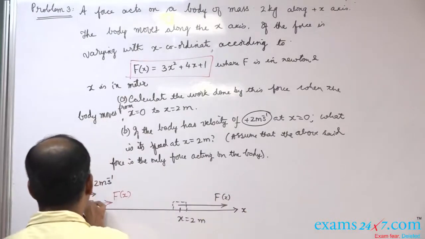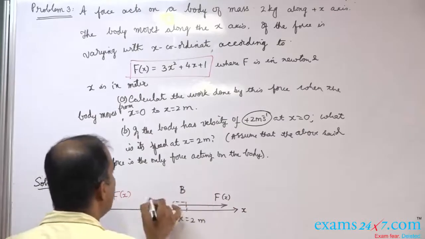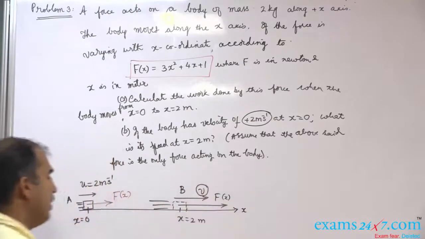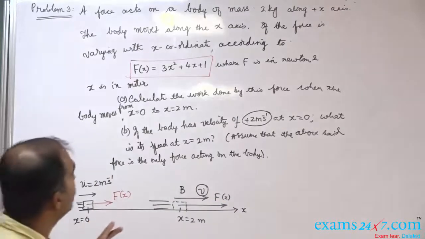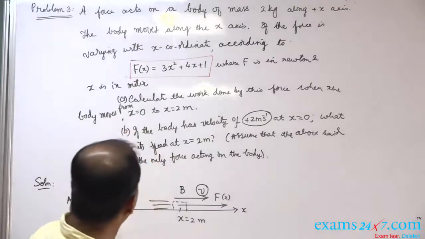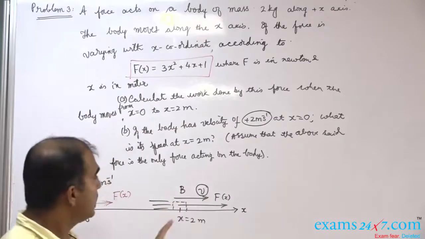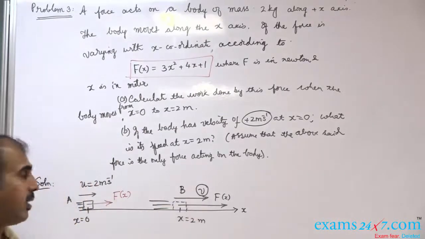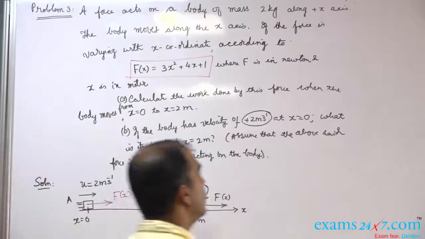So if the initial point is A and the final point is B, we have to find out what is the velocity V. So there are two parts to answer. One is we have to simply find the work done by this force. Second, how much is the velocity gained at point B at x equals 2 meter. So we will answer it.